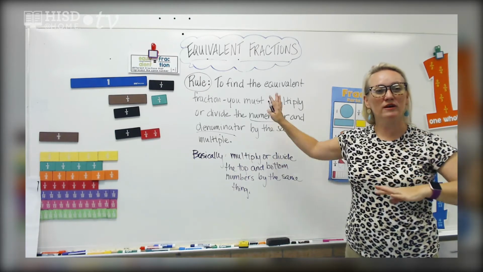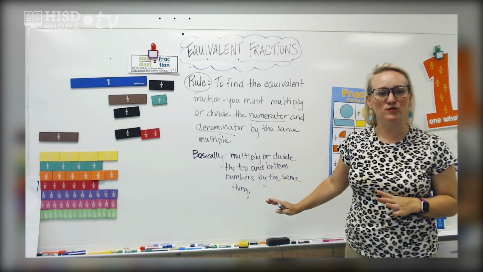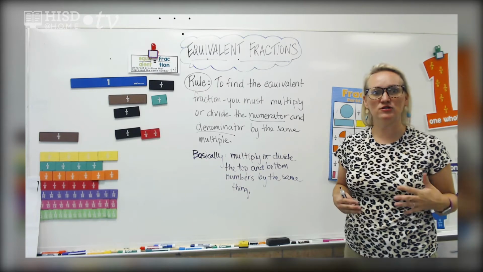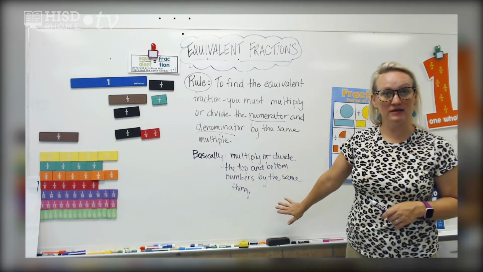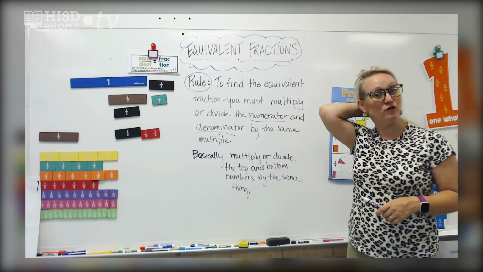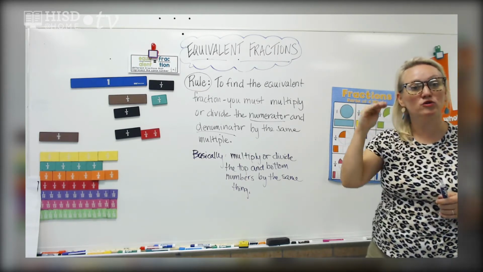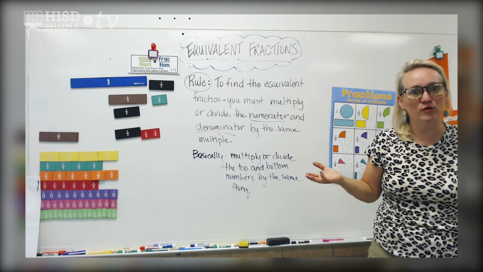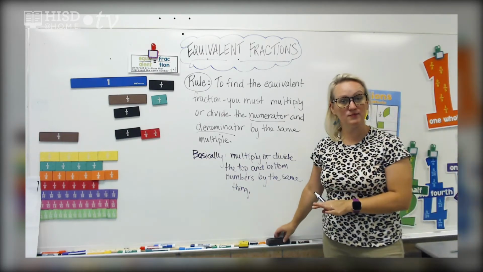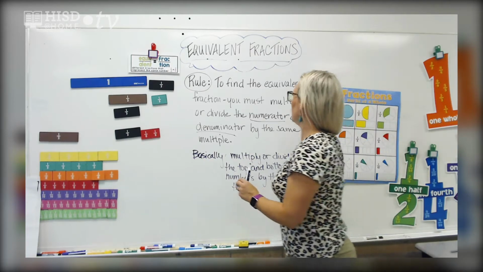So the rule, look at all these words. This is why I love numbers, right? Numbers are just easy. We can just do stuff with them. So pause the video if you need to take a moment to write that down, okay? So we're gonna be multiplying the top and the bottom by the same thing. That's it. That's all we're doing, guys. It's so easy, okay? So I'm gonna erase this because we're gonna practice a few together.